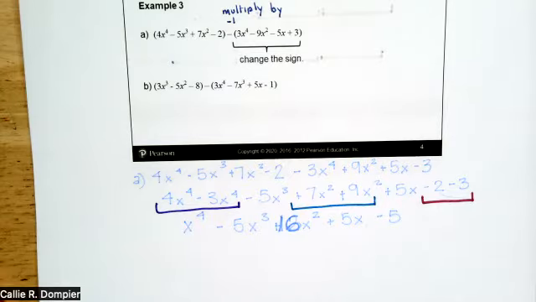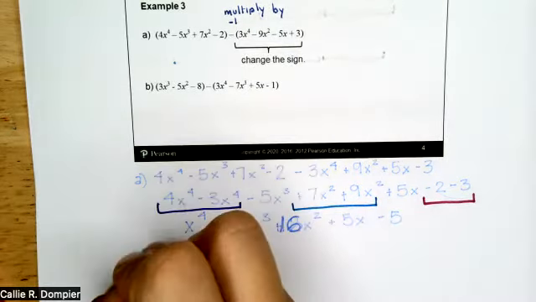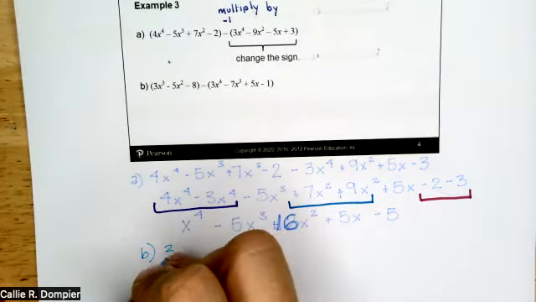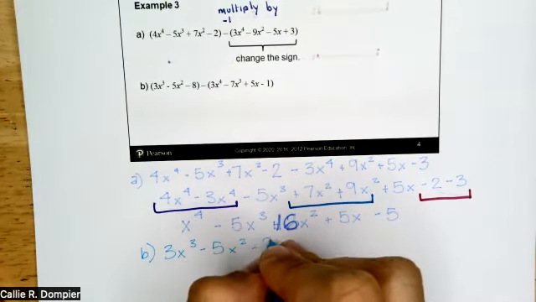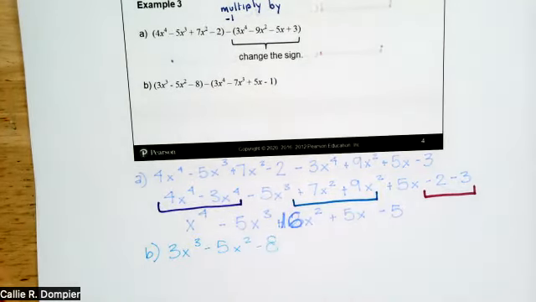All right. And letter B. 3x to the third minus 5x squared minus 8. Now again, this pen's already dead. I don't know why I always pick it up.